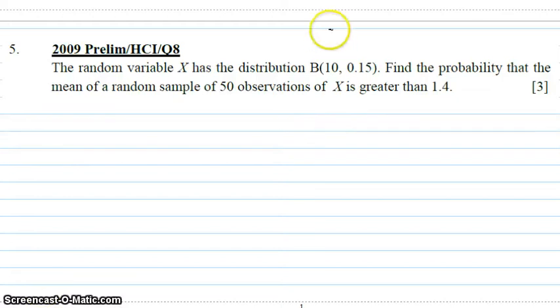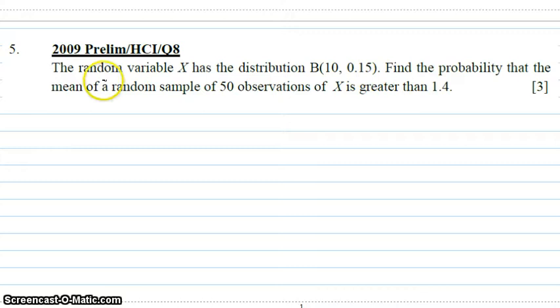In this video we are looking at sampling from the lecture test 3 revision package. Looking at question 5, we're told that the random variable x has the distribution binomial, 10 trials, probability of 0.15 of success for each trial.